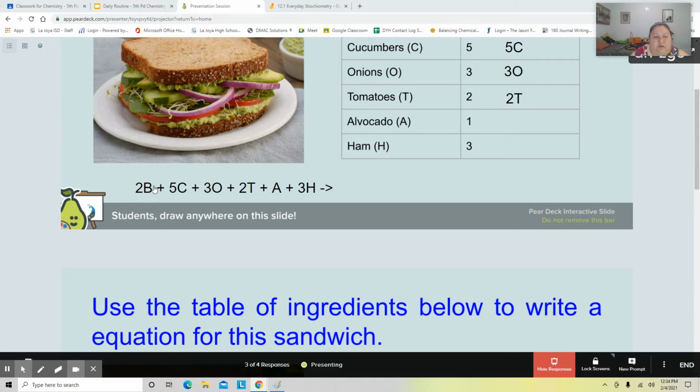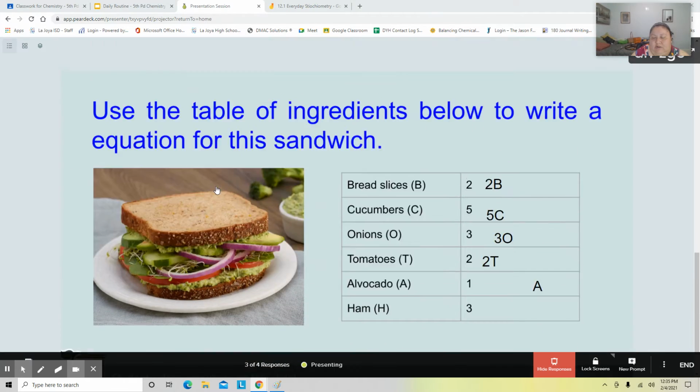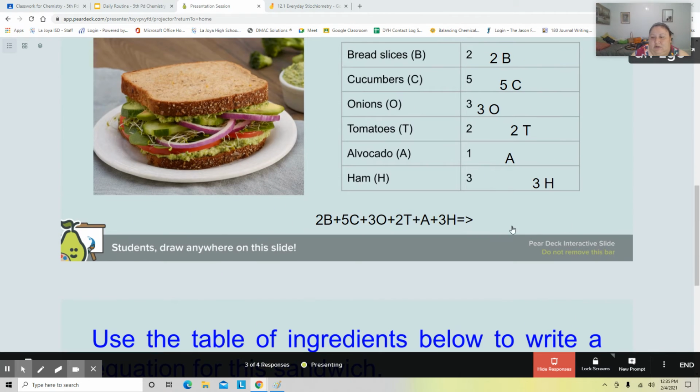And let's change the coefficient into a subscript. So you're going to put B, you're going to put a little 2 on the bottom, and then your cucumbers, you got 5 of them. My subscript, very good. O for onions, very good. Keep going, keep going. Start writing the equation, put all those letters together.